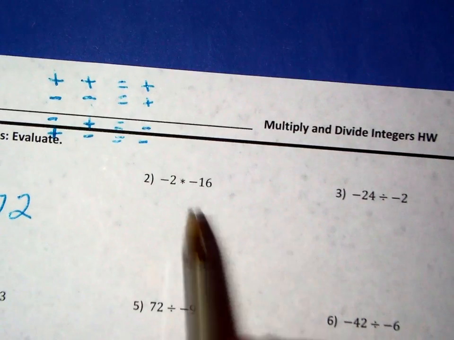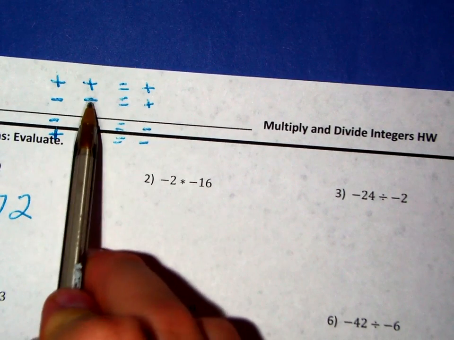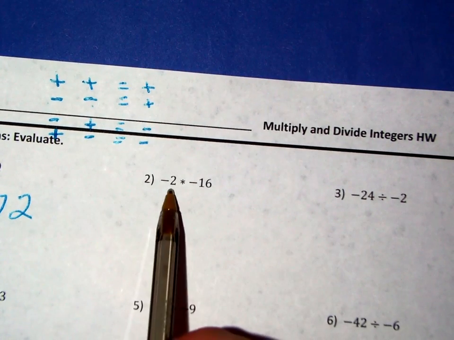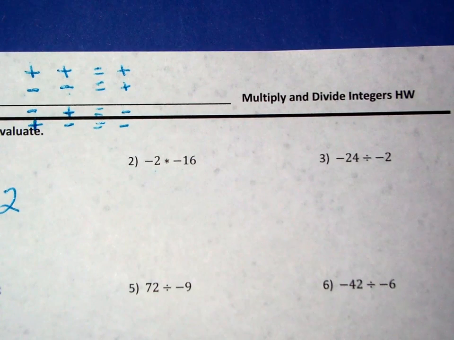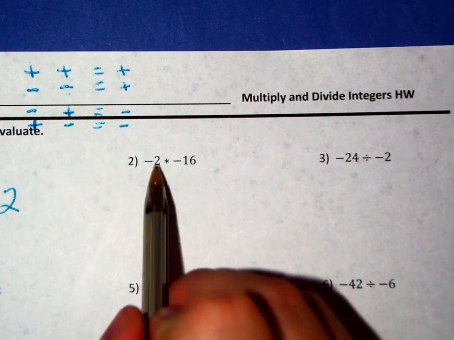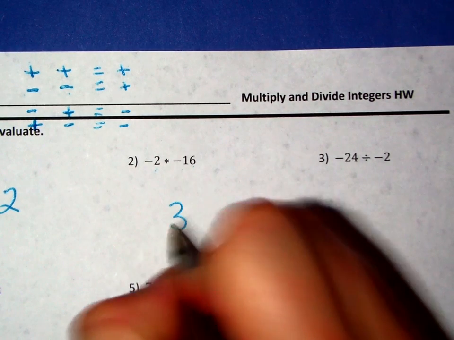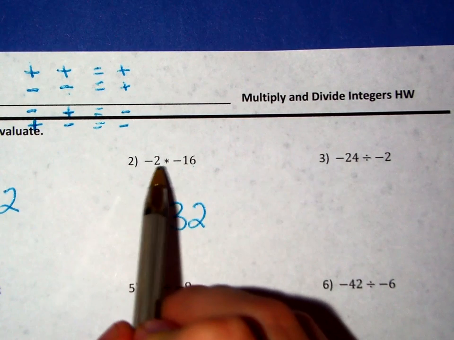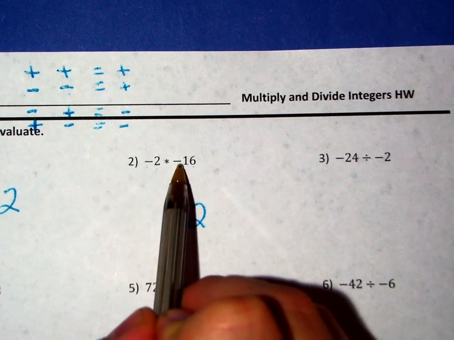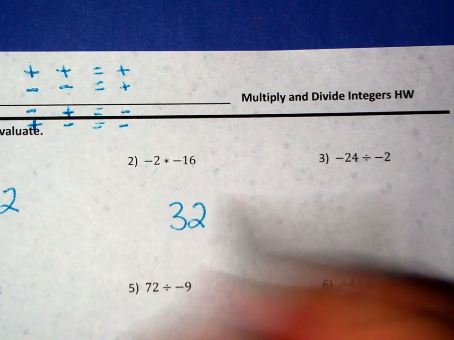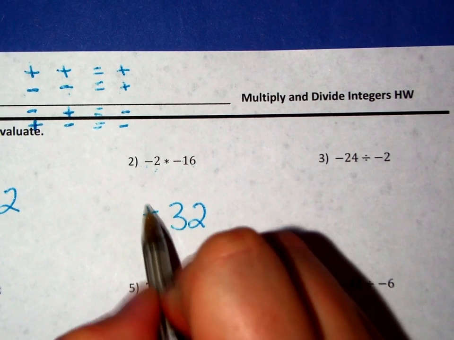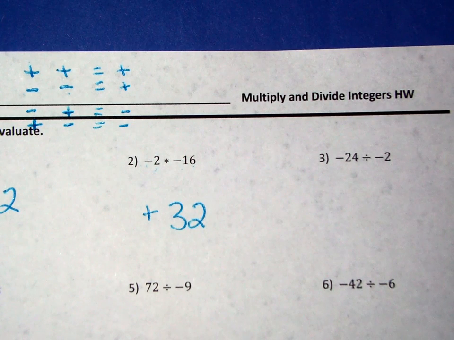Number 2 is a perfect example of our negative times a negative equals a positive. We have a negative 2 integer. We have a negative 16 integer. And so 2 times 16 is 32. And then we want to remember our integer rule for multiplying. 2 negatives results in a positive. So our solution will be positive. And 32 by itself is positive, but I will just go ahead and put a positive sign here just as a reference and for memory.